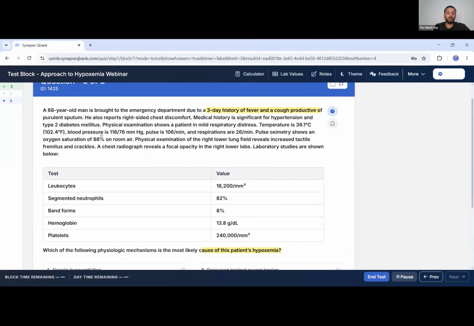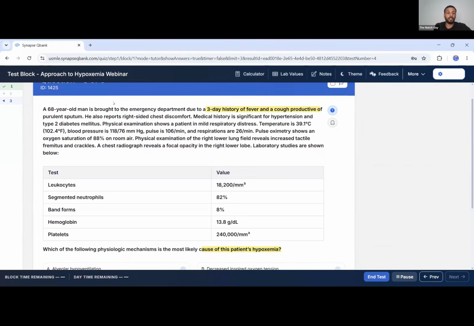A 68-year-old man is brought to the emergency department due to a 3-day history of fever and cough productive of purulent sputum. He also reports right-sided chest discomfort. Medical history is significant for hypertension and type 2 diabetes. Physical examination shows the patient is in mild respiratory distress. Temperature is 39.1. Blood pressure is normal. Pulse is slightly high. Respirations are high. Pulse oximetry shows an oxygen saturation of 88% on room air. Physical examination of the right lower lung field reveals increased tactile fremitus and crackles.